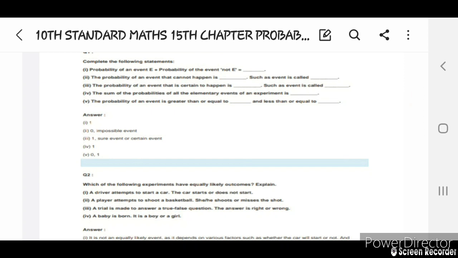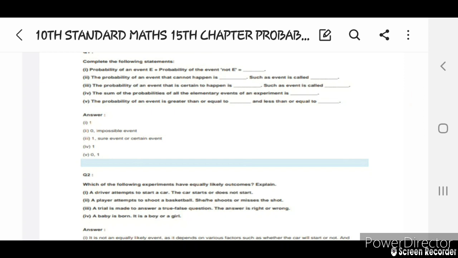The probability of an event E plus the probability of the event not E will be equal to 1, because if the probability of the event is 0 then plus 1 it will be 1. Next, the probability of an event that cannot happen will be 0 only. If it happens then only we can say 1, but if it is not happening, the probability is 0.